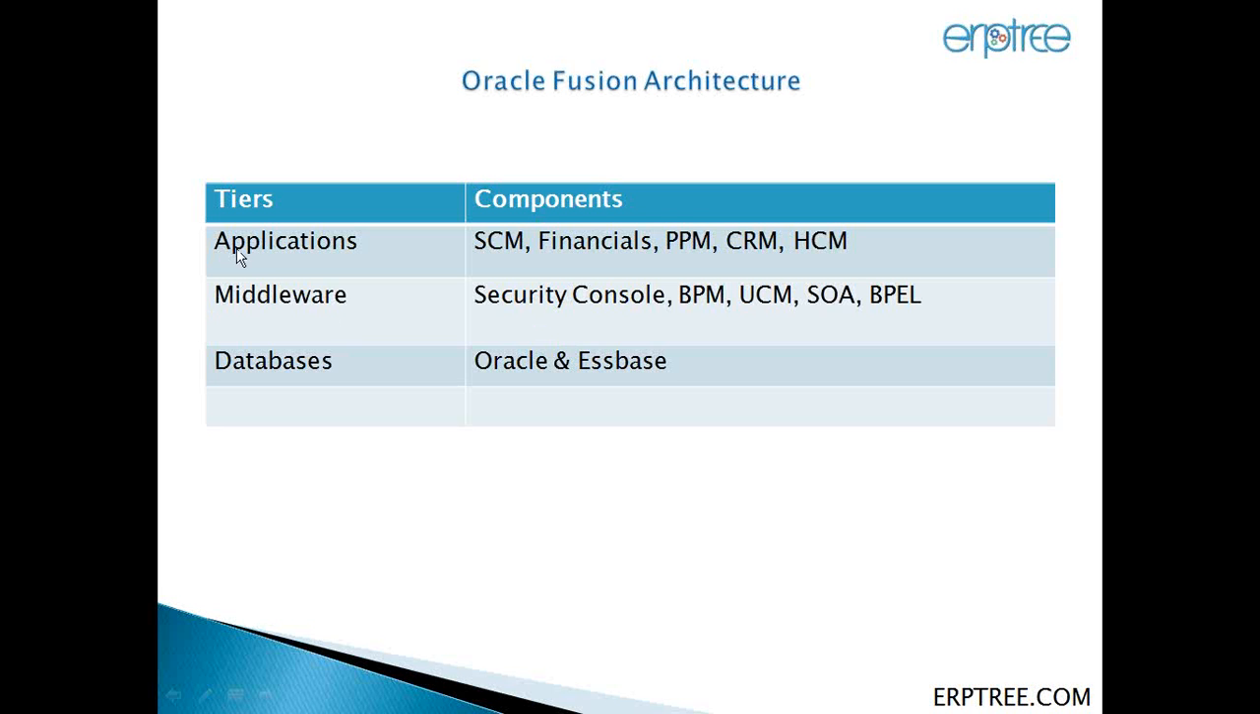As part of the application layer, we have all our applications: SCM, financials, PPM, CRM, HCM, all the applications, in the same way we have applications in EBS. And in middleware, we have a security console where we can manage the application access, users and security. Another one is BPM, business process management, which you can use for approvals. And UCM stands for universal content management. This is one of the components we have as part of middleware. This we can use for data imports and exports.